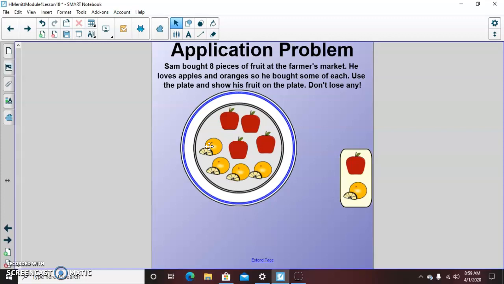Now, I can't do just all apples or just all oranges because it says he bought some of each. So he bought both. But what I could do is return an apple to get an orange, and return another apple to get another orange. We don't know how many of each he got, because all we know is that he got 8.